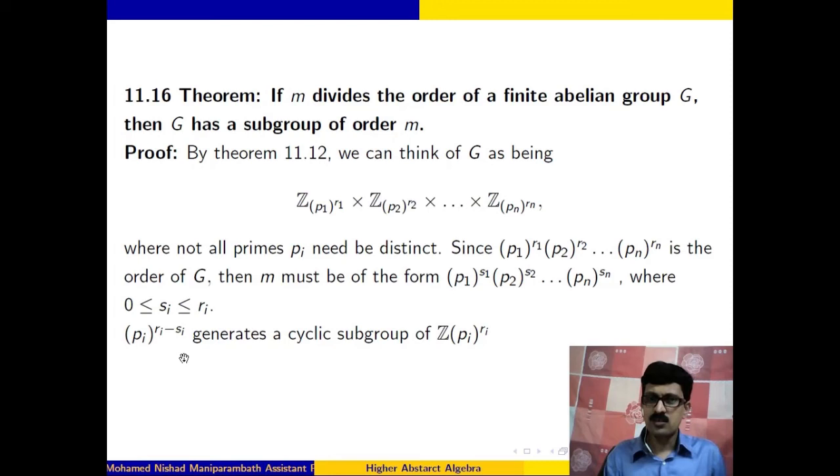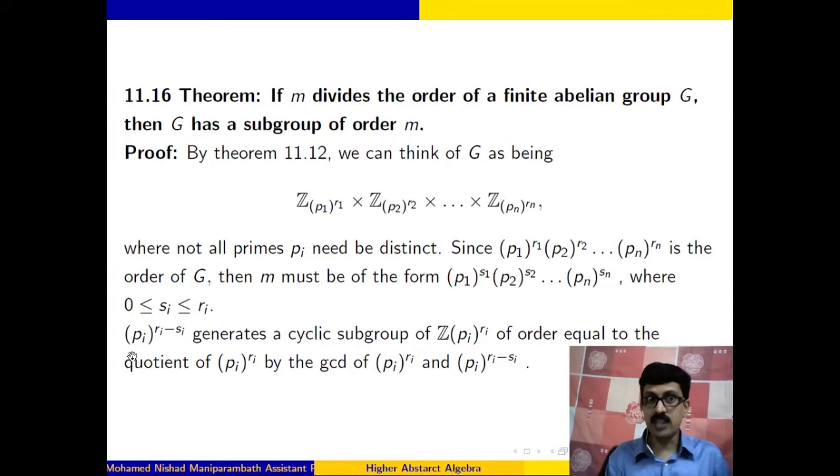So, that is why we can say that ri minus si is greater than or equal to 0, but should be less than ri. So, pi raised to ri minus si generates a cyclic subgroup of Z_{pi^ri}. We have taken a general component Z_{pi^ri}. Since ri minus si should be less than or equal to ri, we can say that pi raised to ri minus si is a number in Z_{pi^ri}. That is why that will generate a cyclic subgroup of Z_{pi^ri}.